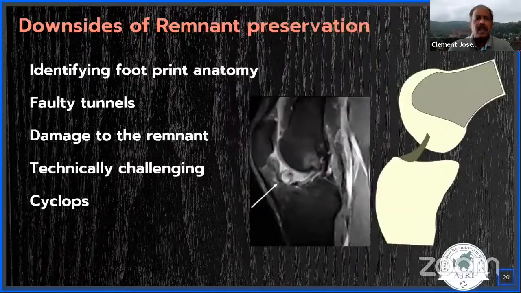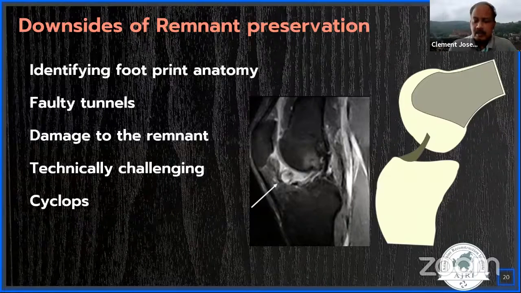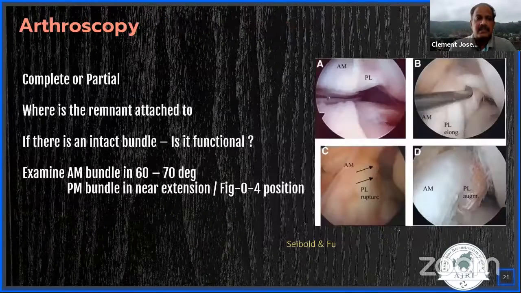And when you try to preserve the remnant, there can be certain downsides. You can have difficulties in identifying the footprint anatomy of the ACL, both on the femur as well as on the tibia. Because of that, you can end up putting faulty tunnels. And as you are making tunnels, you can end up damaging the remnant. It can be technically challenging for a beginner surgeon. And if you leave a floppy ACL remnant, it can fall back and produce a cyclops lesion, which can restrict your full extension. So these are the pitfalls one has to be aware of when trying to preserve the ACL remnant.